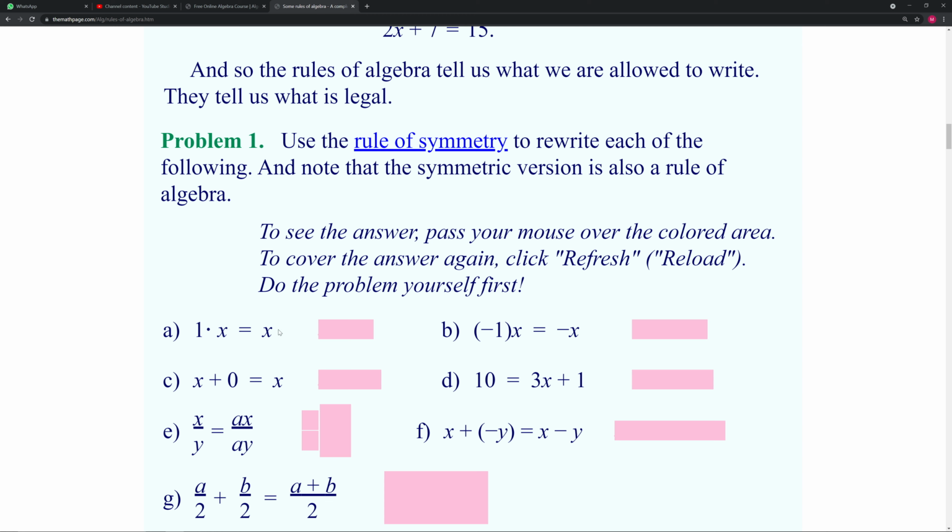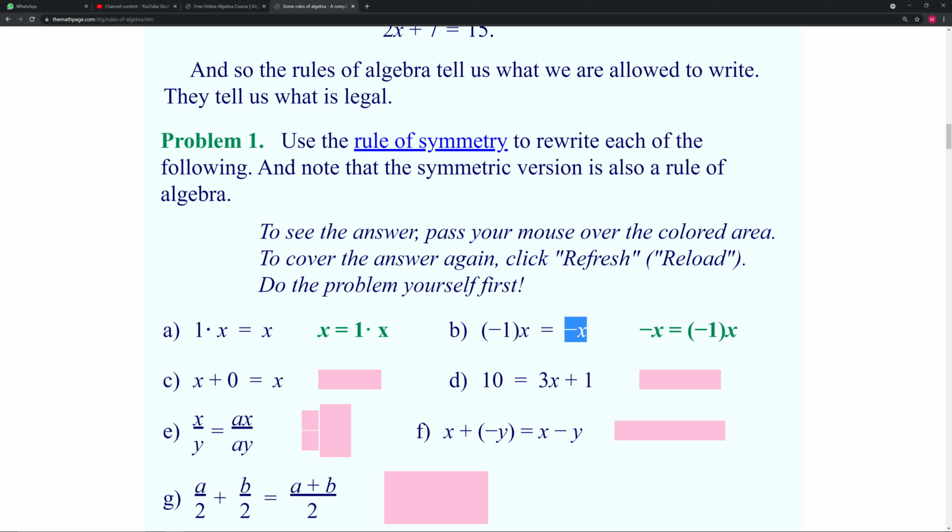And for the rule of symmetry, we transpose this over here and we transpose this over here, which does not break the rule of symmetry. It just means that x equals 1x. And similarly here, we have the identity of multiplication rule, and we have negative x on this side. If we transpose these to the other sides, we get negative x equals negative 1x.